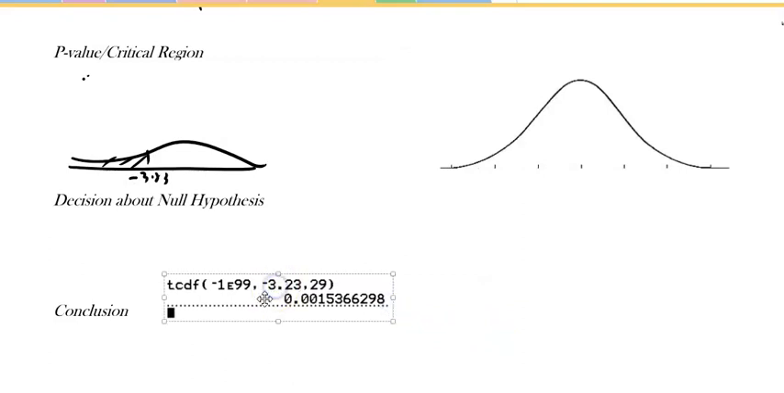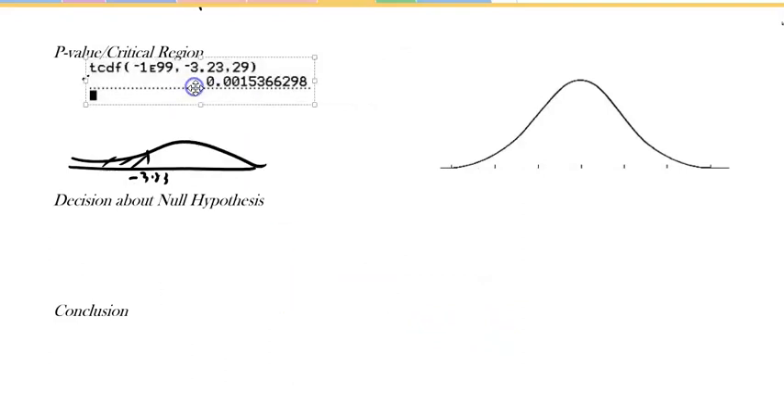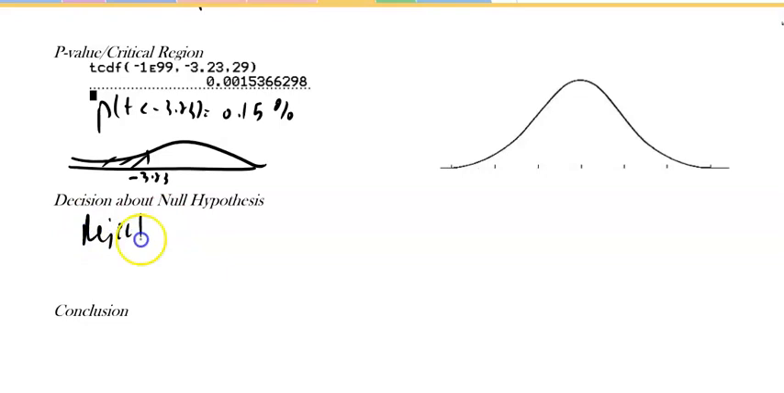So be careful. They didn't give us an alpha. So the probability that t is less than negative 3.23 turns out to be 0.15%. Less than 1%. What does that mean? Reject the null hypothesis. This is way off.